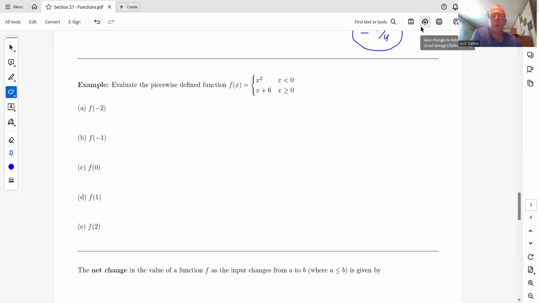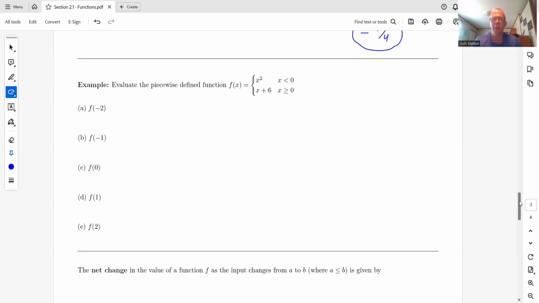All right, so continuing on with 2.1, talking about functions. Here we have a piecewise function. This function is defined piecewise, meaning it's defined in two different pieces. When x is less than 0, the value of the function is dictated by x squared. When x is greater than or equal to 0, the value of the function is dictated by x plus 6.